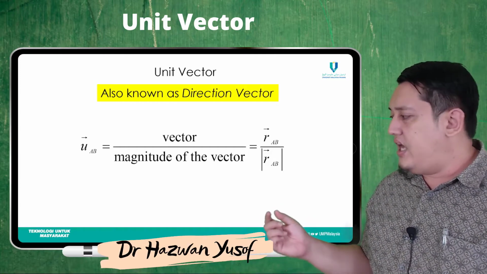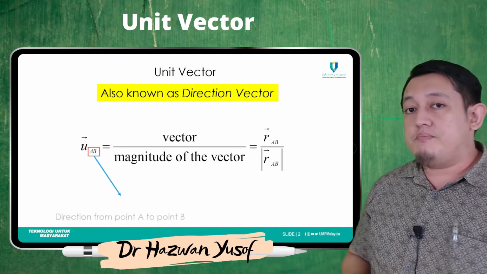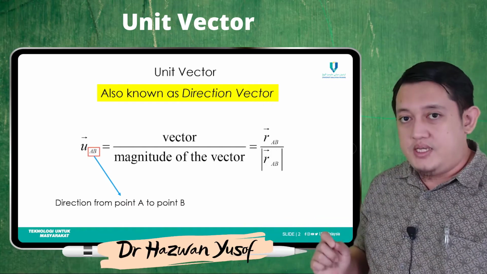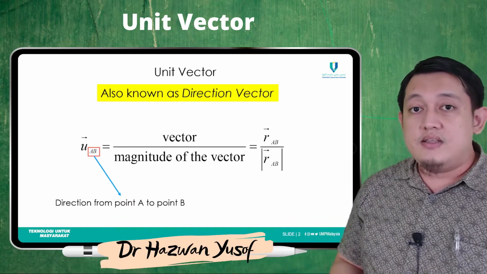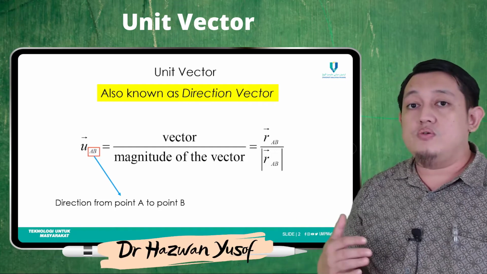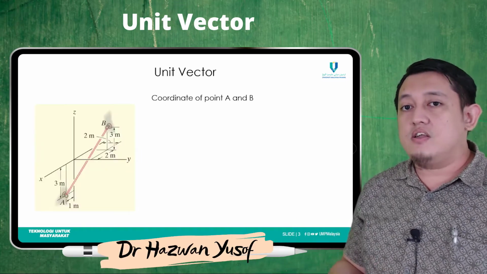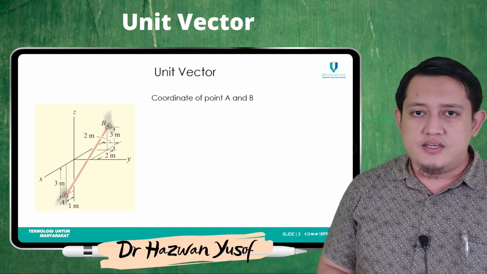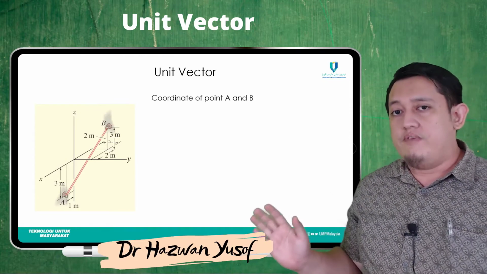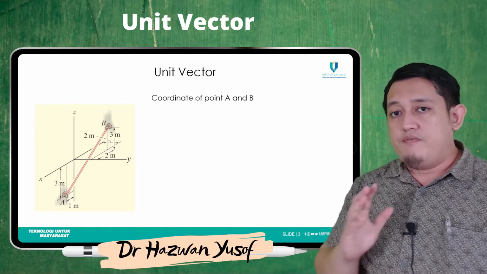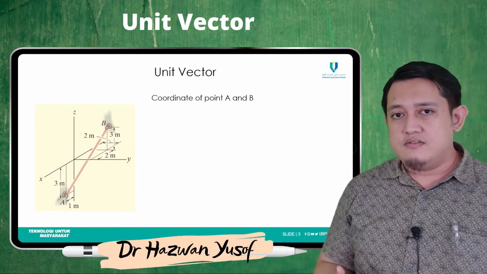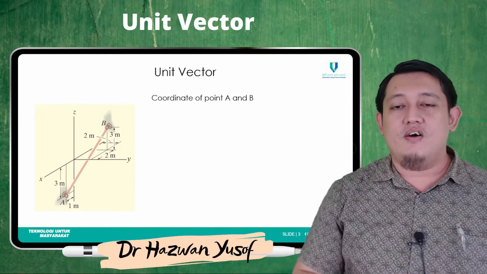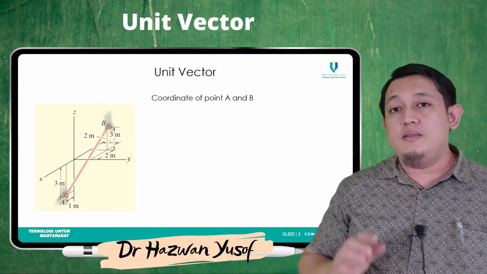So what does AB here mean? AB here represents the direction from point A to point B. So it means that we want to calculate a unit vector from point A to B. Now let's take a look at these 2 points here, point A and also point B. Let's calculate the unit vector from A to B. Before we can calculate it, we need to find the coordinates of point A and point B first.